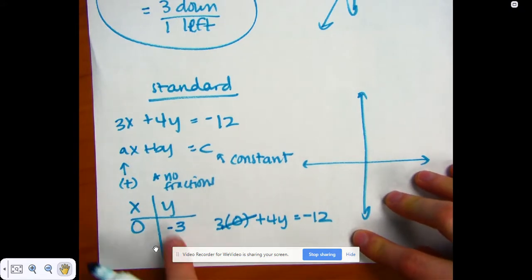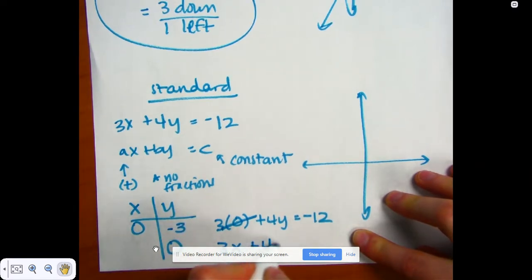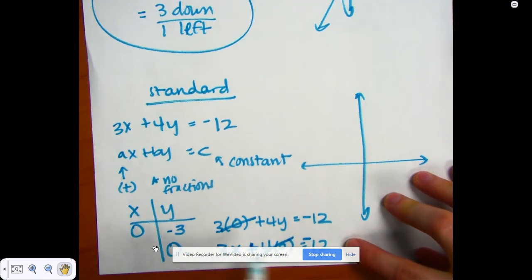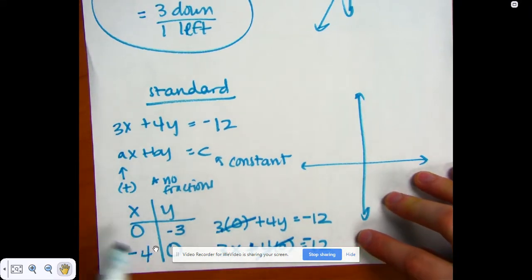So for this next one, I don't know what x is, so I'm going to leave the x alone, but I know y will be 0. So I'm going to put 0 in for y. 3x plus 4 times 0 equals -12. That's a plus sign. Okay, 4 times 0, nada. Okay, 3 times what makes, make sure it's a -12. Keep your signs straight. 3 times what makes -12? -4. Okay, I now have 2 points. 2 points make a line.